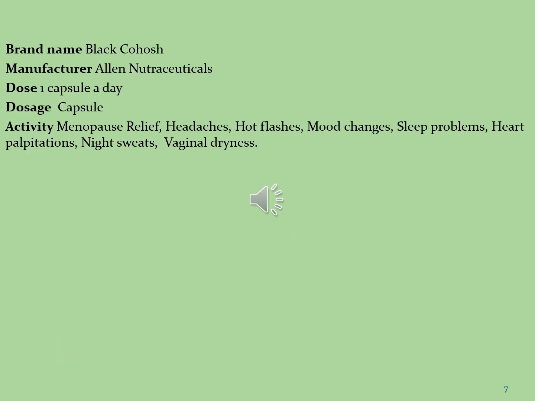This is another brand that has been launched by Ali Nutraceuticals, and the name of this brand is Black Cohosh. We take its dose, 1 capsule per day, and it is formulated in capsule dosage form. It is rich in pharmaceutical and medicinal applications because it is used for a large number of conditions that include menopause, sleep problems, headache, hot flashes, mood changes, heart palpitations, night sweats, as well as vaginal dryness.